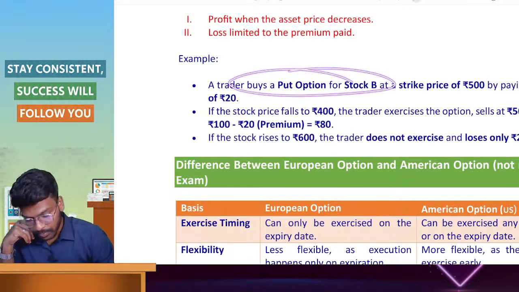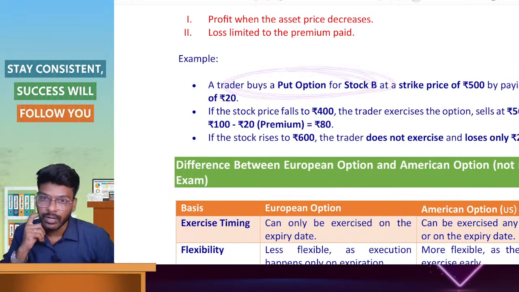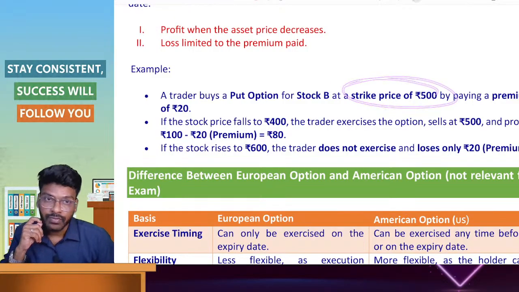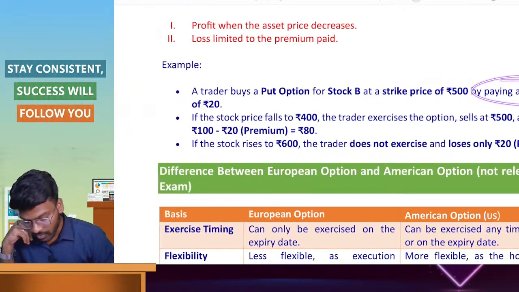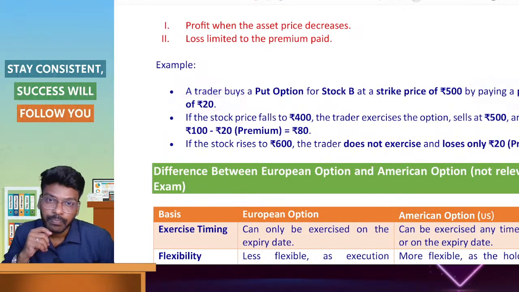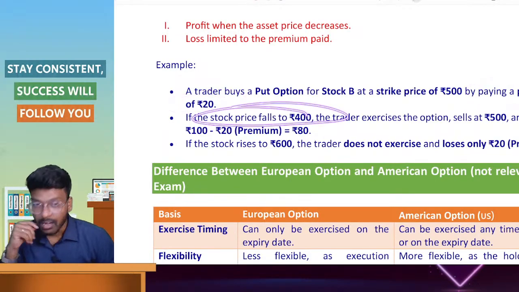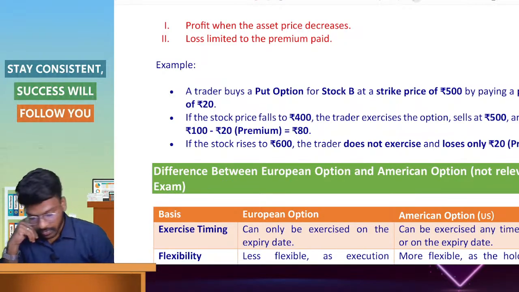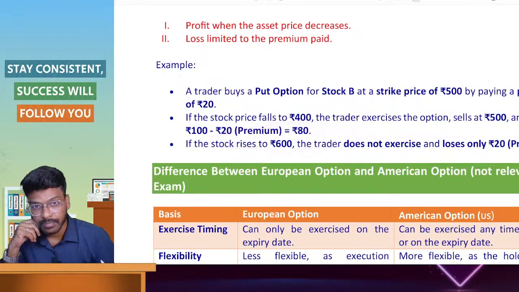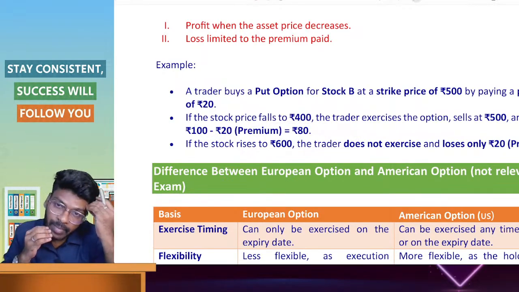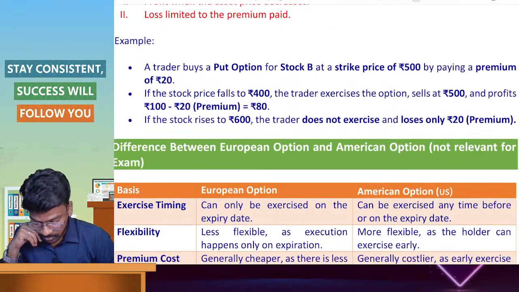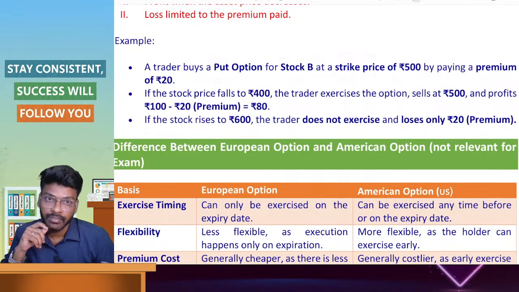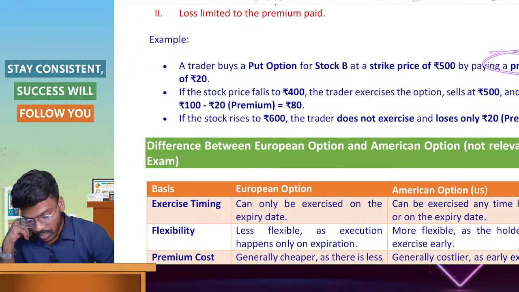Example for a put option: a trader buys the put option with a strike price of 500 by paying a premium of 20 rupees. If the stock price falls below the strike price, he will get a gain. If the stock price increases, then he will make a loss. So the premium amount is 20.